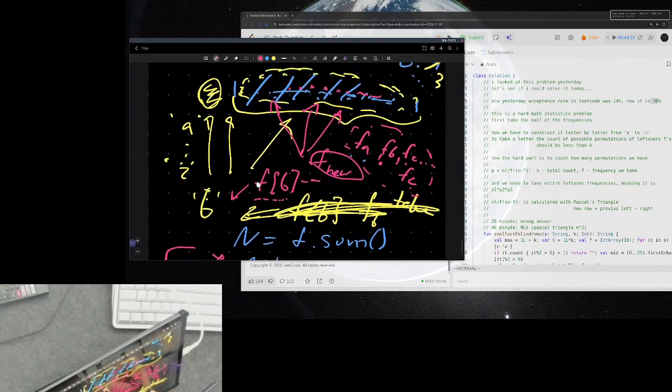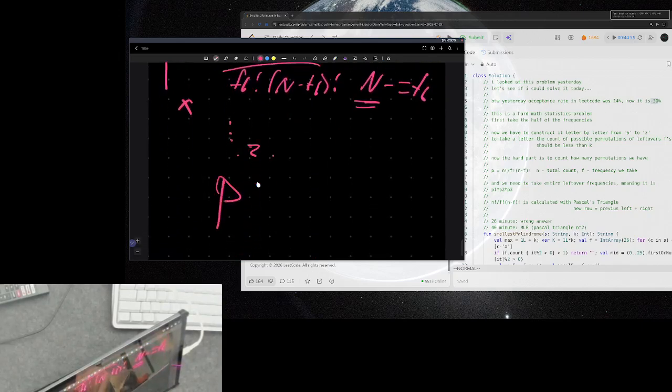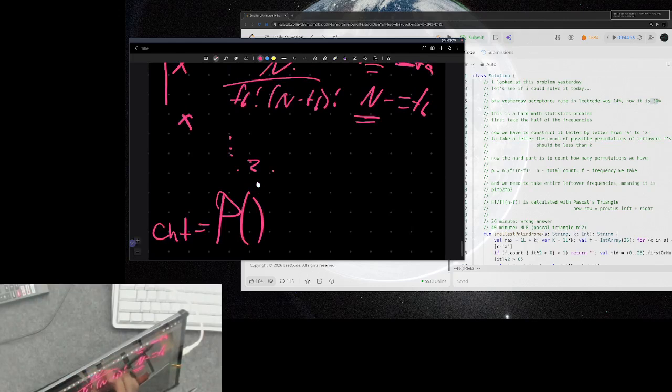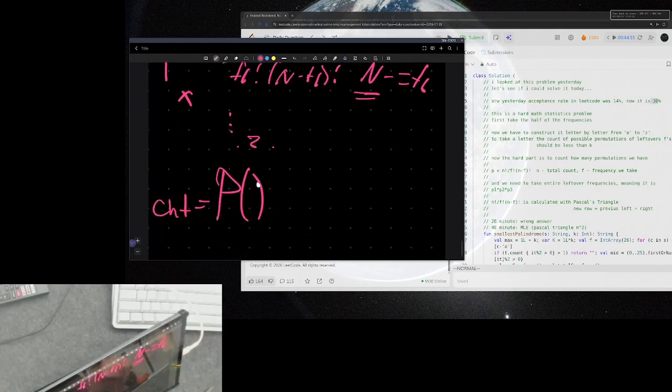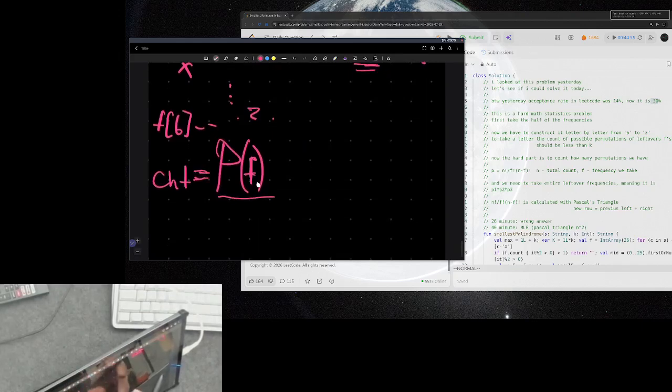And after we take it, we have this kind of p-value, count equals p, it is permutations of all the frequencies we have. So we're doing fb minus minus, then we take f and p of f, and this is our count of how many permutations we have.